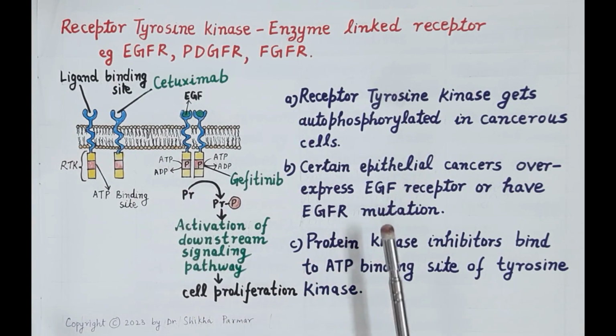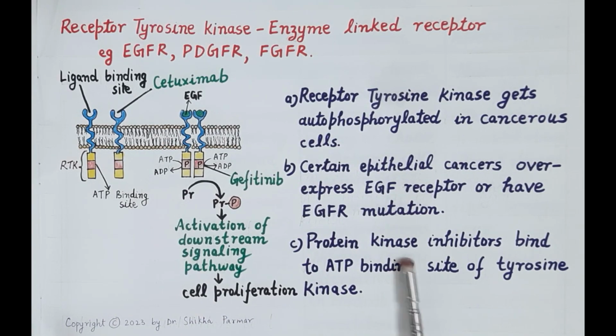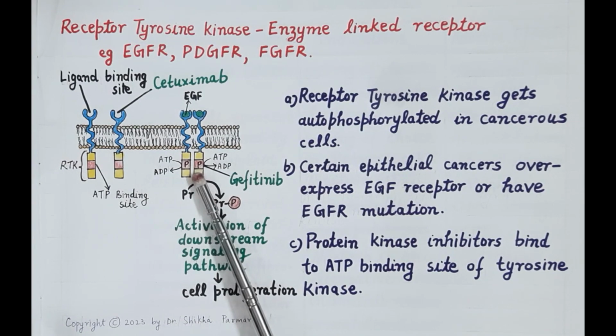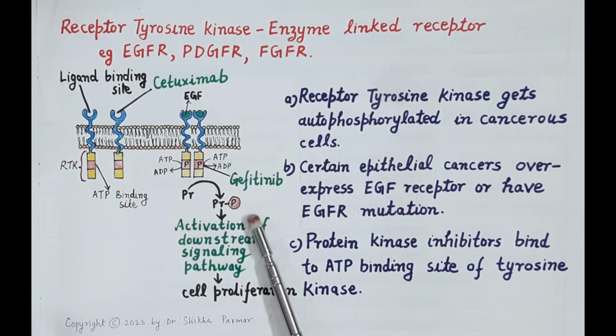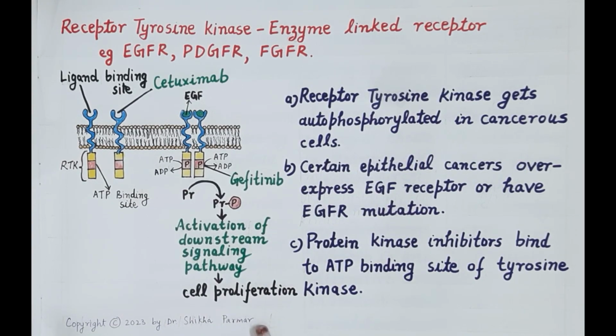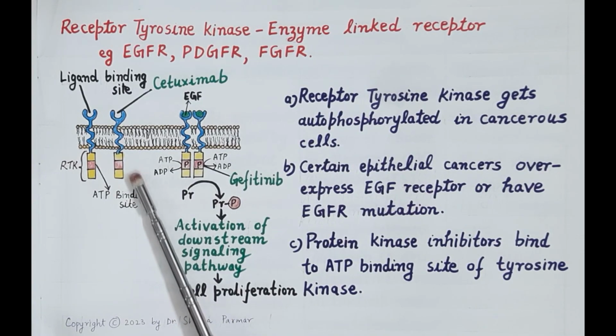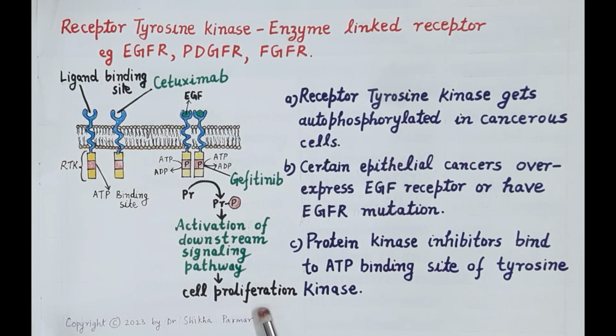Now, if a protein kinase inhibitor, for example gefitinib, binds to the ATP binding site of tyrosine kinase, it will block the phosphorylation of tyrosine kinase, and further it will prevent the cascade of phosphorylation of the proteins. So, this will stop the cell proliferation. So, this is how overexpression or autophosphorylation of receptor tyrosine kinase causes excessive cell proliferation and results in cancer.